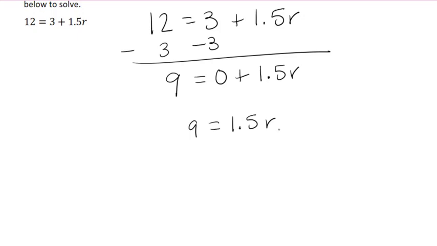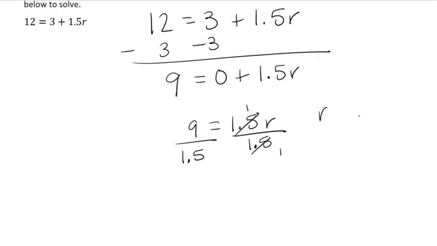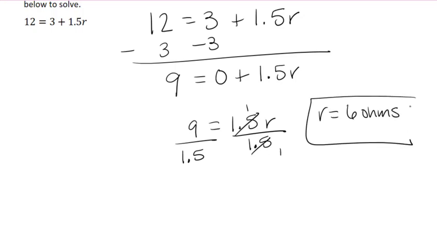Now to undo multiplication, we divide. This just becomes 1, and then we divide by 1.5 on the other side. So 9 divided by 1.5 is equal to 6. So R is equal to 6 ohms, and that would be our final solution.